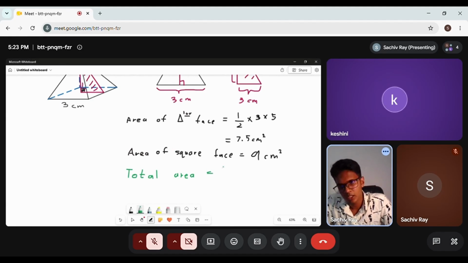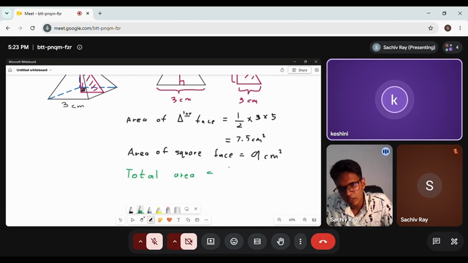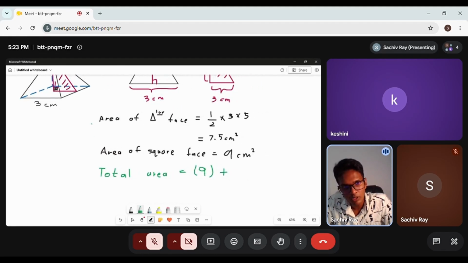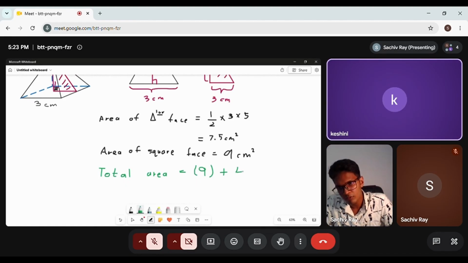Okay. Now look at this. The area of the square face is 9. We'll add that over here. 9, right? We'll put a bracket, plus. Now how many triangle faces are there over here? 4 triangle faces.